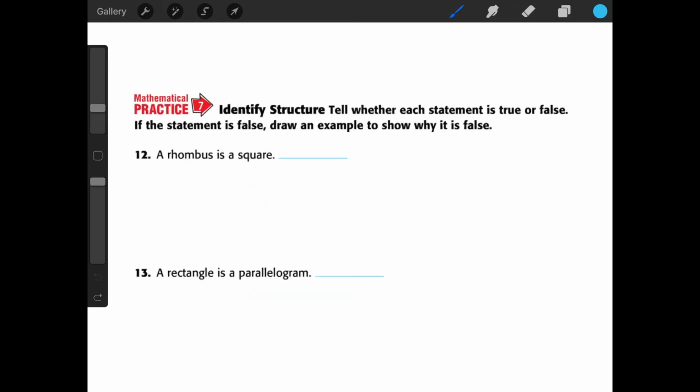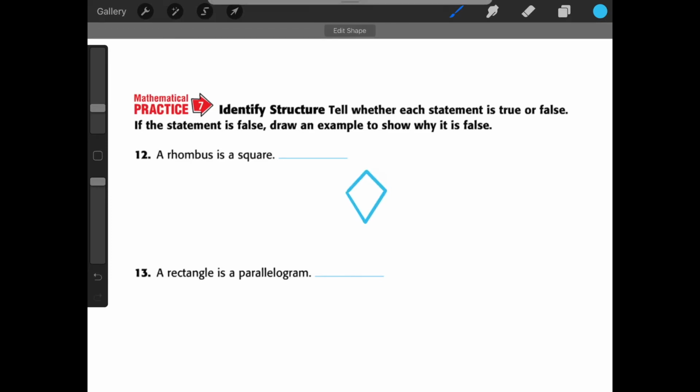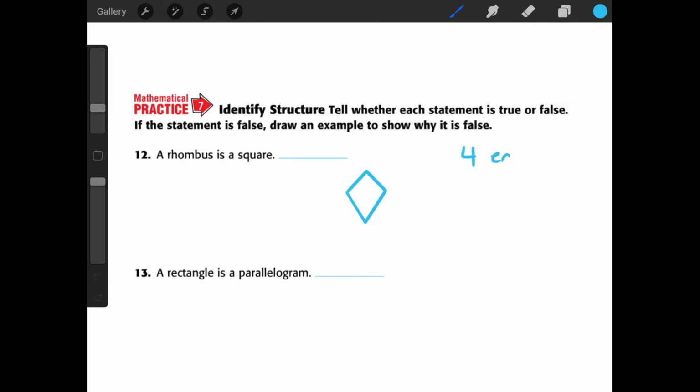Tell whether each statement is true or false. If the statement is false, draw an example to show why it is false. A rhombus is a square. So a rhombus kind of looks like a diamond. So for something to be a square, it has to have four equal sides. Now, if my drawing was better, this could have four equal sides. It has to have four equal sides, two pairs of parallel lines.